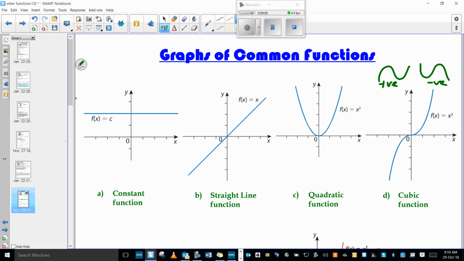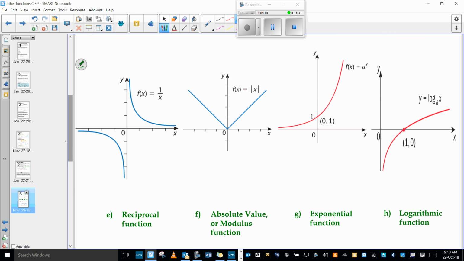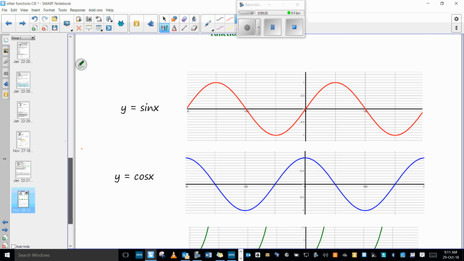We've talked about this one, the reciprocal function. We haven't talked about the absolute value or the modulus one, it's just there, it was on the same diagram, I didn't bother getting rid of it, so don't worry too much about that. And the exponential and the log function. I then also put down here at the bottom your sine, your cos, and your tan.